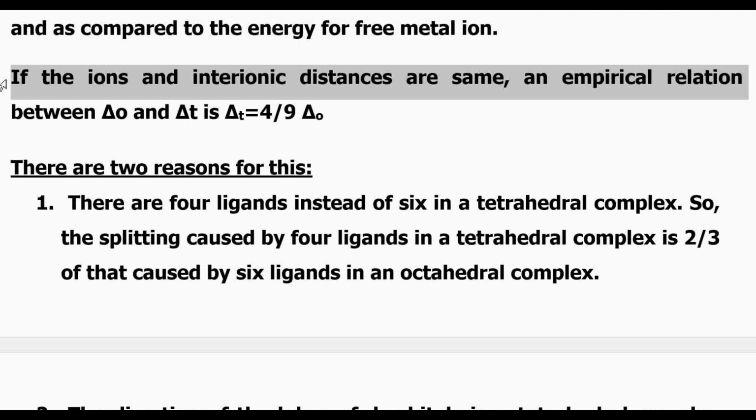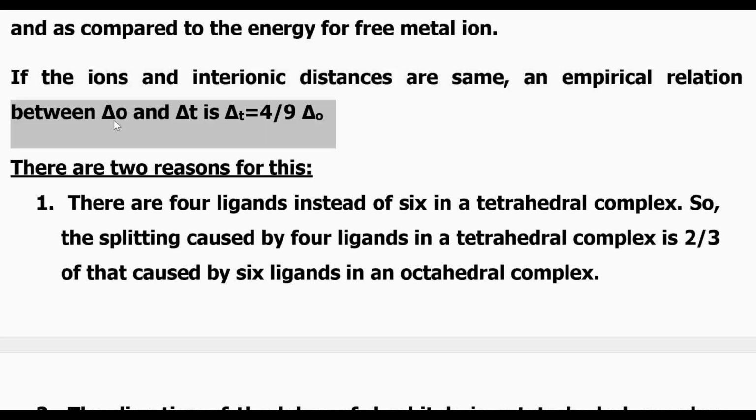If the ions and the interionic distances, that is, in a simple sense something like bond length, are the same, that is F minus in all the cases, and if the bond length is also the same, then you will find that the relation between delta O and delta T is delta T equals 4/9 delta O. See, if you put 4/8, it becomes 1/2. So you can say that somewhat more than 1/2 is the relation, 4/9 delta O.